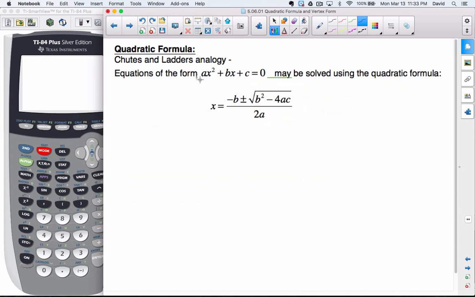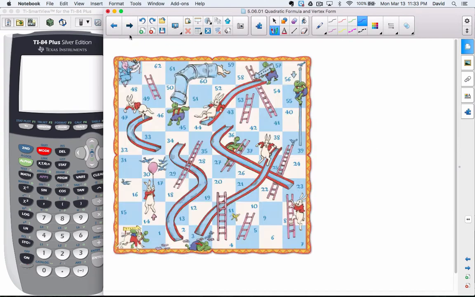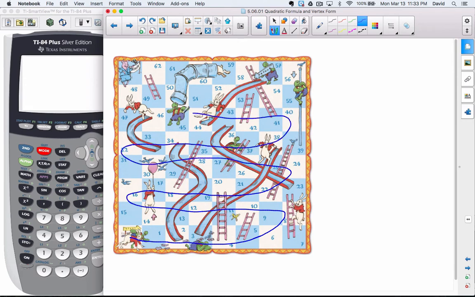We're going to have to use our quadratic formula. But here's the reason why. Oh, here we are, chutes and ladders. So the quadratic formula basically is the path that takes us all the way through all of these. We bypass every single ladder. We go every long way to get to the end.